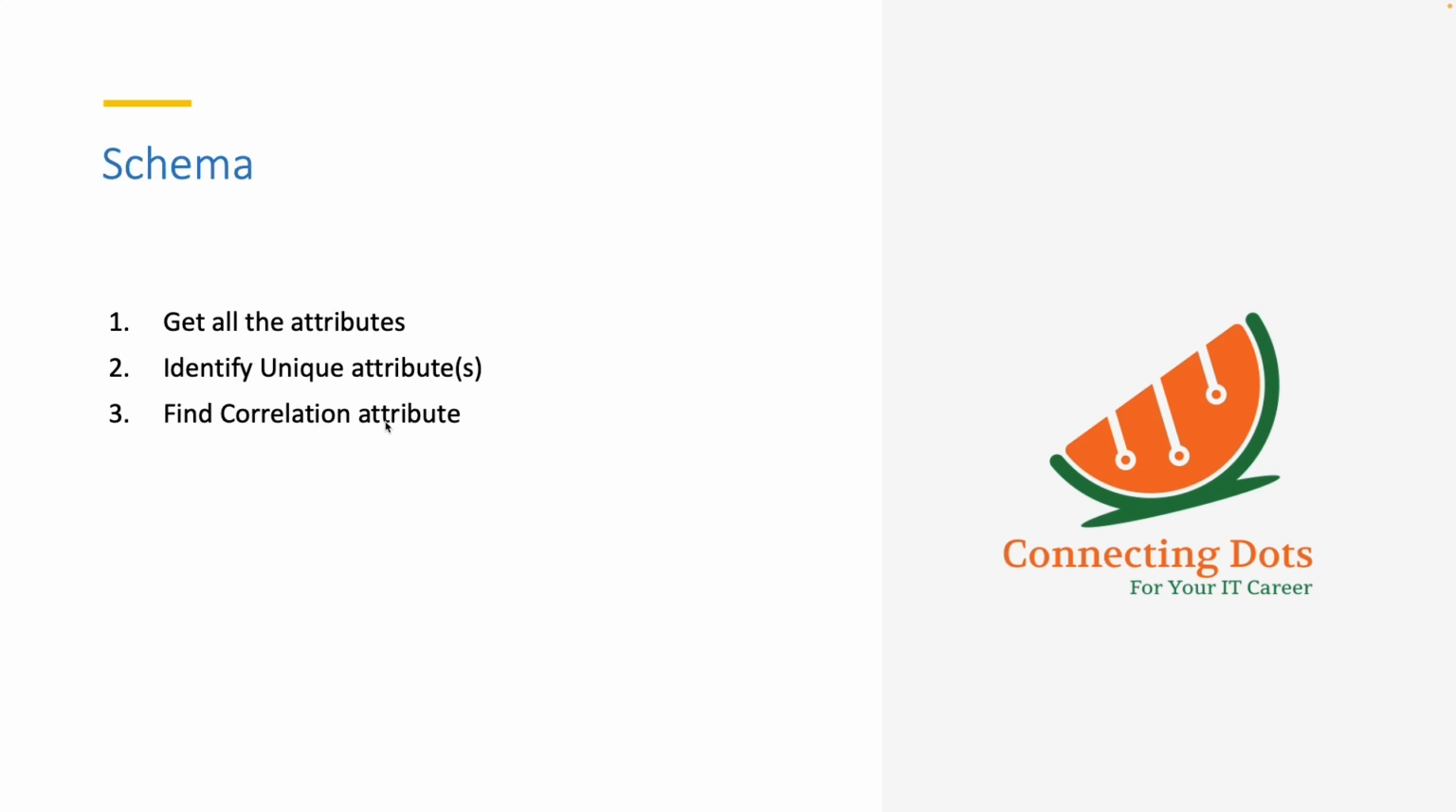Next, schema. So what is schema? Schema is nothing but all the attributes you have for a user in an application. That's what we technically call schema. It's not SailPoint terminology, it's a universal terminology. In API language, we call it a payload.